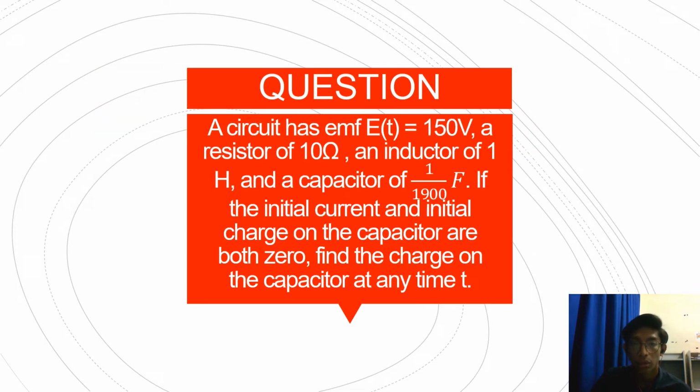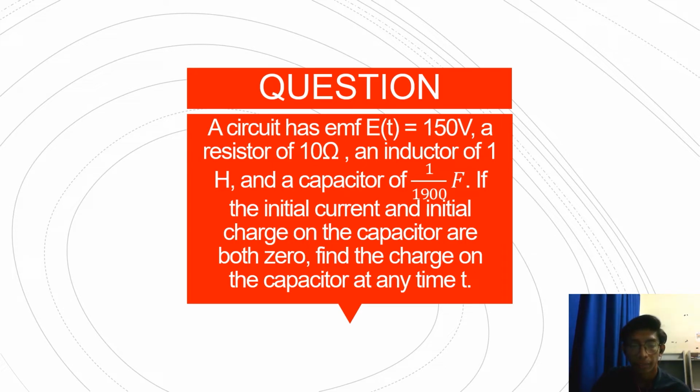So I will continue with manual calculation. So this is our group question. The circuit has EMF E(t) equal to 150 volt, a resistor of 10 ohm, an inductor of 1 Henry, and a capacitor of 1 over 1900 farad. If the initial current and the initial charge on the capacitor are both zero, find the charge on the capacitor at any time.